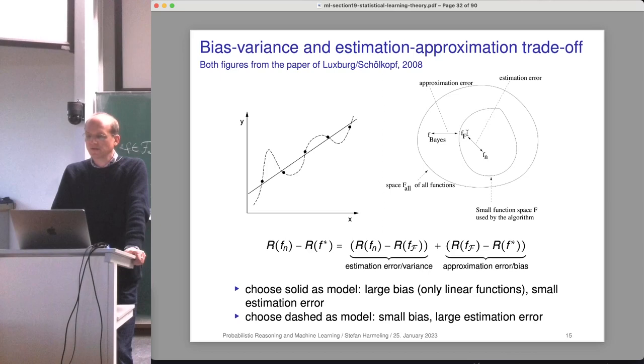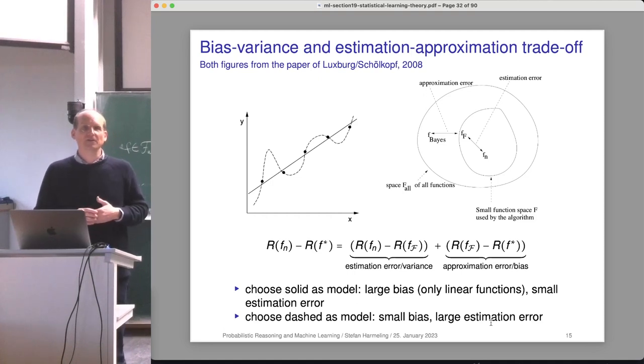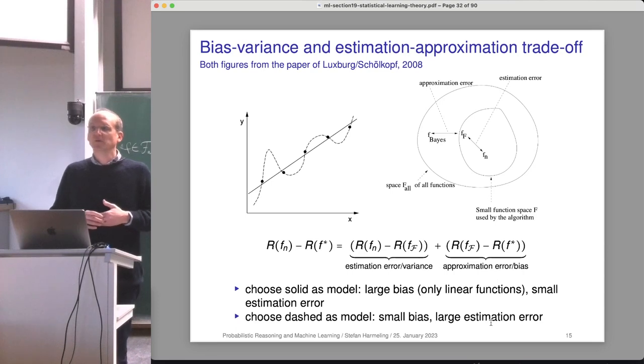It's super flexible, so the distance from my function class to the base classifier is very small. However, I might have a very large estimation error. And again, in deep learning, it's surprising. You take a super large, complicated model, but the large estimation error doesn't appear to be such a big deal. So that's kind of unclear. There are some effects that go beyond what has been known in classical statistics so far. So there is some room for improvement.